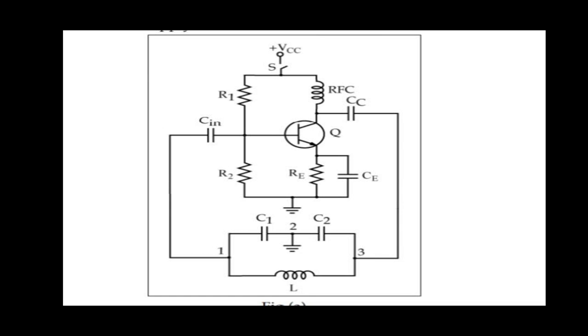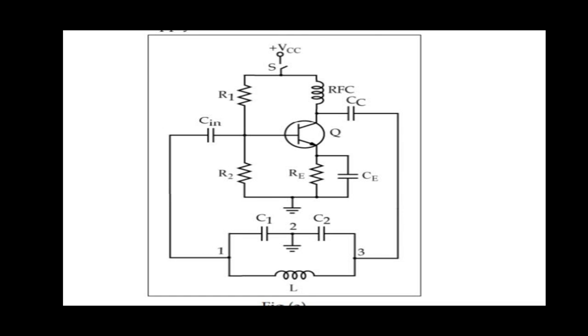So we discussed the components. What are the components present in this? Here plus VCC is the main supply to the whole circuit, and there is one switch S connected. Whenever the switch is connected, the circuit is on. Whenever the switch is not connected, the circuit is in cutoff. So the switch plays a major role. We already discussed the Hartley oscillator; similarly the Colpitts oscillator is also the same circuit.